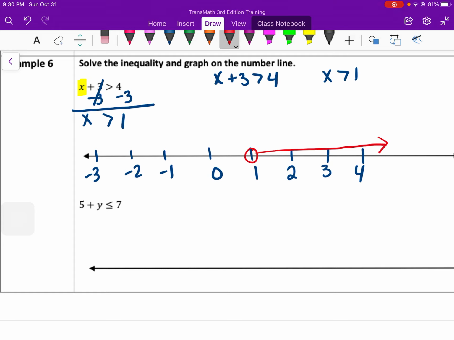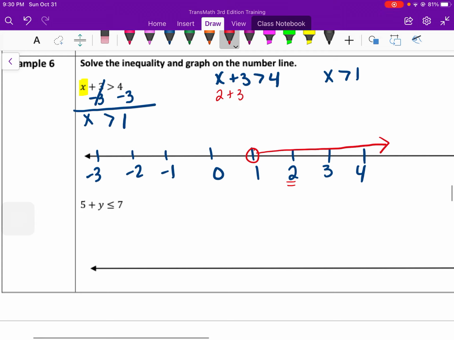So this has multiple answers, and unlike the equation where x equals 1 was our solution, there are infinitely many solutions here. I could plug in 2 and I would get a true statement because 2 plus 3 is 5 and that is greater than 4. 3 is an answer because 3 plus 3 is 6 and that's greater than 4.